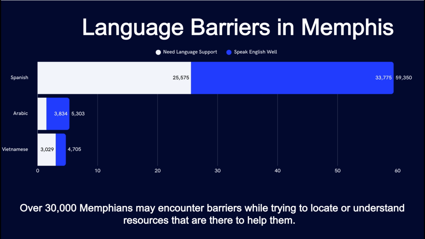According to statistics, Memphians struggle. Reaching out and getting help isn't easy. Over 30,000 Memphians struggle to get the help they need because of a language barrier.